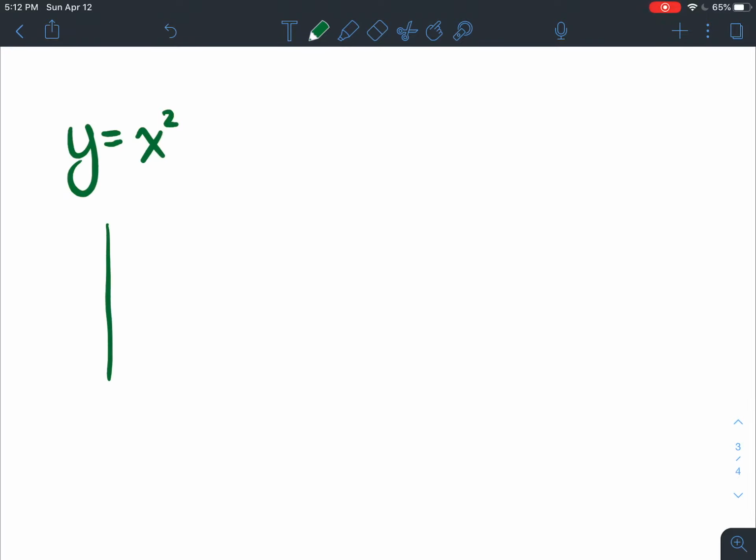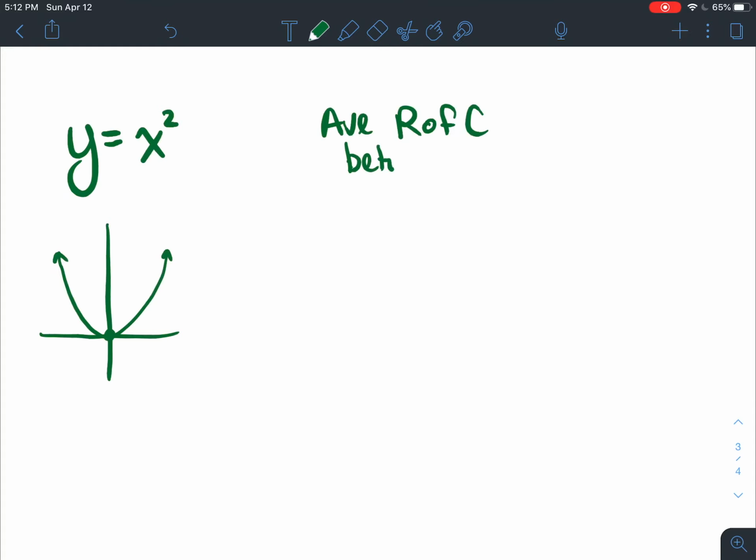So we know what that graph looks like. Graph that 100 times. A parabola looks like that. So if I wanted to know what's the average rate of change between X equals 2 and X equals 3? So if I want to know that, what's the average rate of change between X equals 2 and X equals 3?